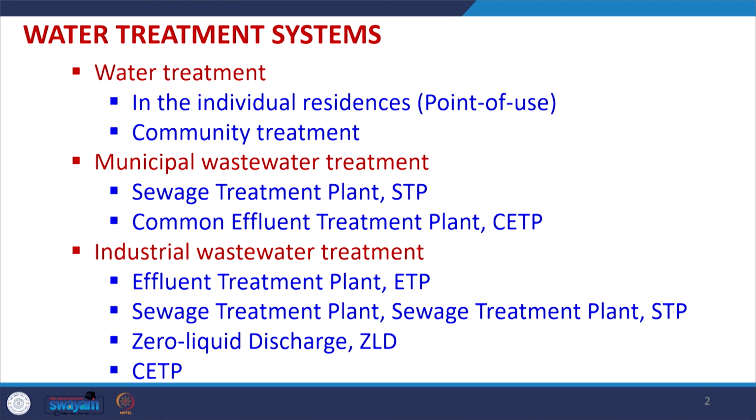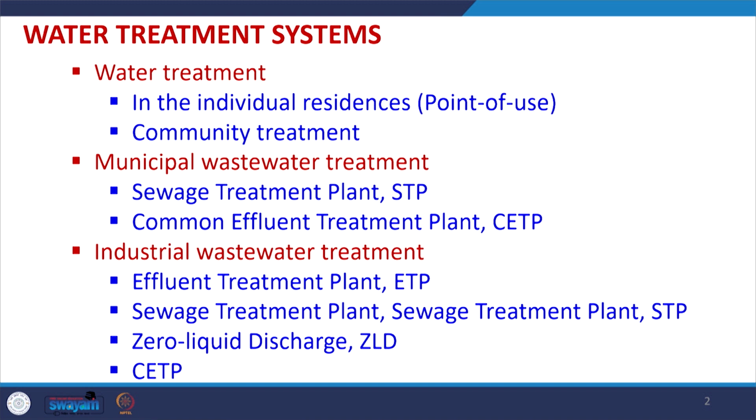Now, there are various types of water treatment systems which are used in the industry as well as in the various municipal corporations and other places for water treatment. And in general, overall we can classify all these processes as given in this slide.